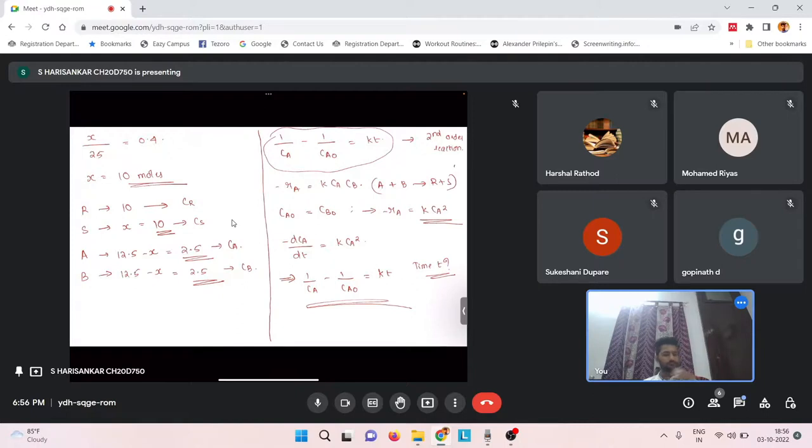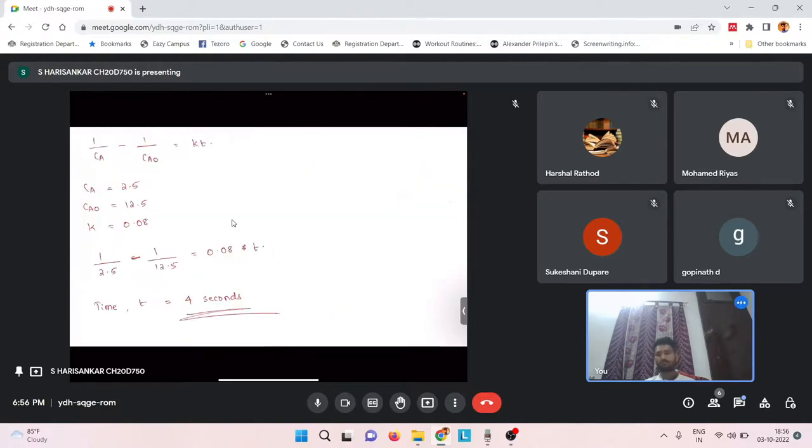Okay, so using that we are writing 1 by Ca minus 1 by Ca0 is equal to kt as our reaction rate equation. Now all we have to do is substitute all these values for Ca, Ca0 and k from our question, and we can find the value of t, which is the time required for this reaction to happen, and that will become 4 seconds. Clear?